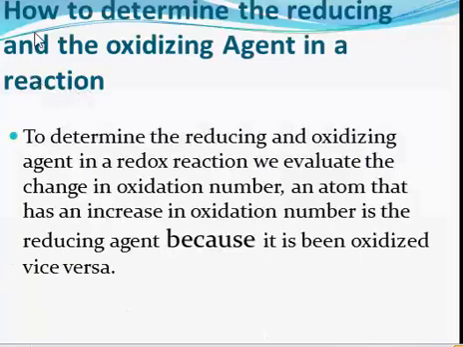Now the next thing we're going to look at is how to determine the reducing agent and oxidizing agent in a reaction. If a redox reaction occurs, how do we know which is which? We evaluate the change in oxidation number. An atom that has an increase in oxidation number is the reducing agent, because it is being oxidized, and vice versa. So an increase in oxidation number means oxidation, and a decrease means reduction.